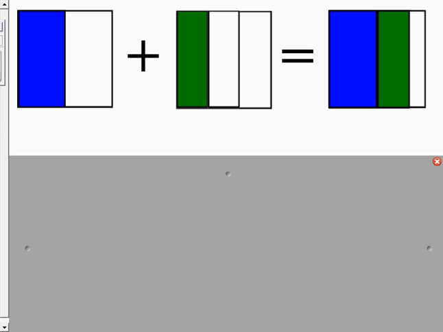Now this one's a little different because when we look at this, we have 1/2 plus 1/3. And the problem is when we get over here to the answer part of it, we have 2 pieces, but it's 2 out of what? And the bigger problem is they're not the same size. So we've got to rethink what we're going to do.